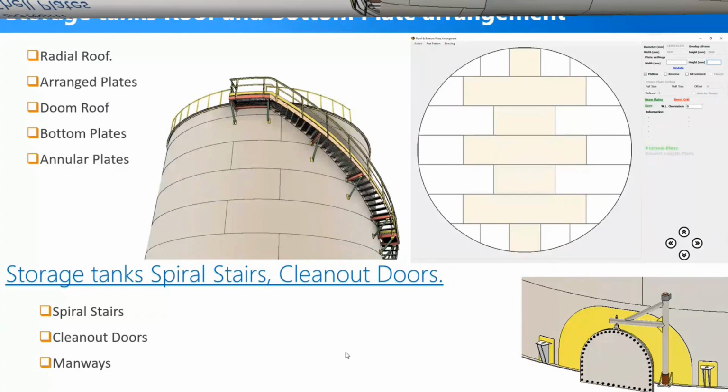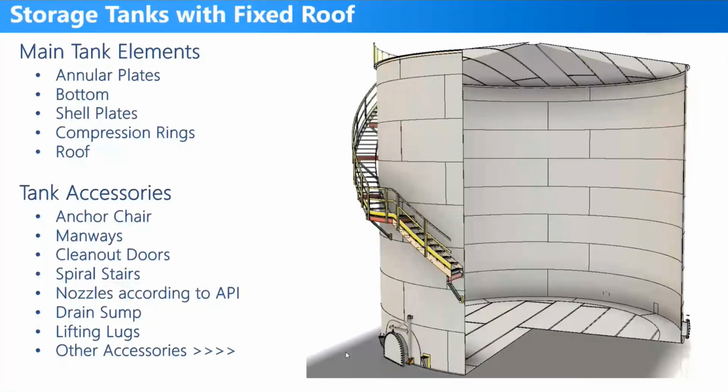By using SEG software, you will be able to generate different types and elements to generate the 3D model for the storage tank. You can add annular plates, bottom plates with different types, shell plates with different types, compression rings, anchor chairs, manways, clean out doors according to the API, spiral stairs, drain sump, lifting lugs, and many other attachments.